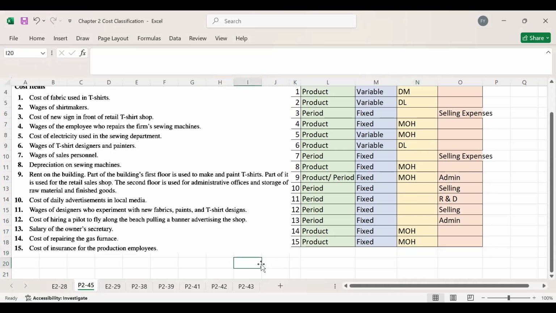So that's it from today's lecture. In the coming lecture, we will discuss the cost of goods manufactured and cost of goods sold. We will calculate cost of goods manufactured and cost of goods sold.